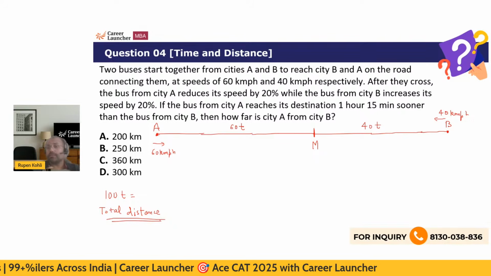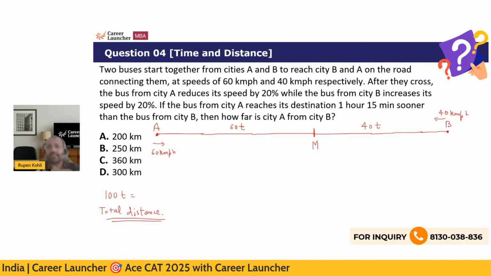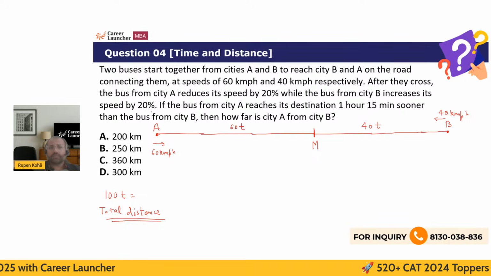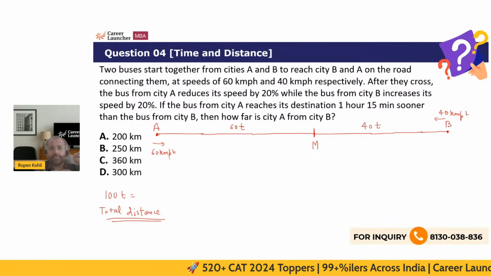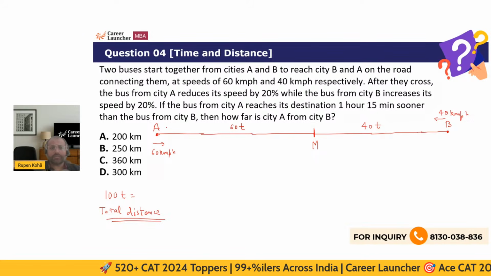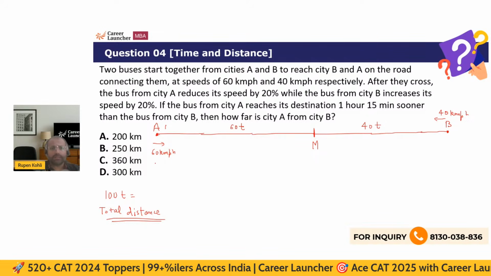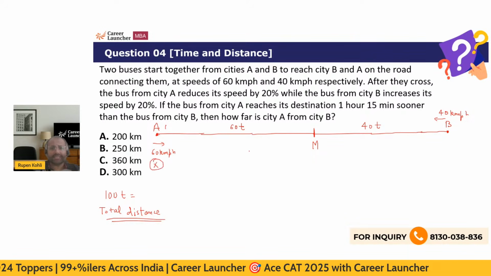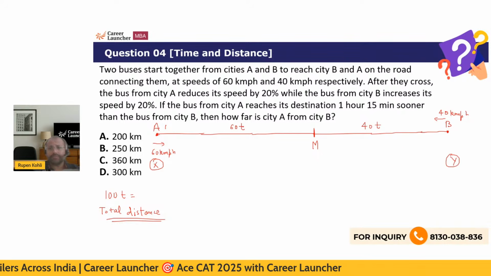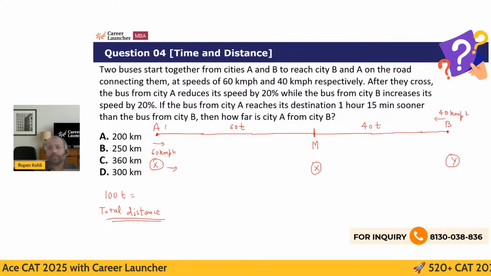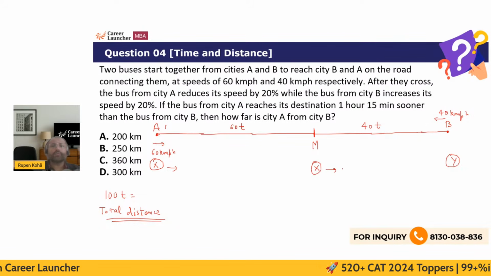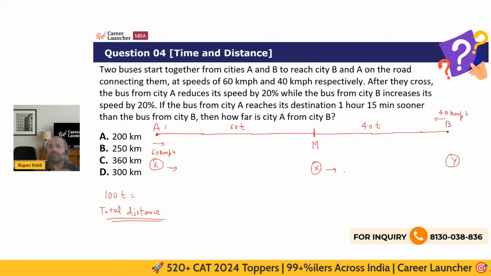Now, finding that is not very direct. We have to still work further on the given conditions. After they cross, the bus from city A reduces its speed by 20%. Let's call this bus X, and call the other bus Y. So the bus X, what is its speed now? Now it will move at a speed of 20% less. So 80% of 60, which is 48 kmph.